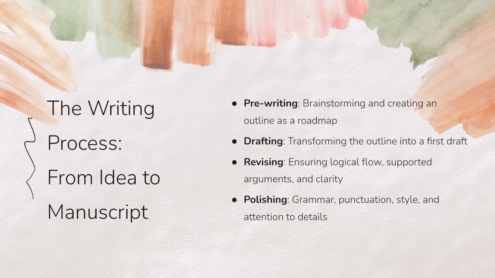Once you have some words on the page, go back and revise your draft. Make sure your arguments flow logically, your evidence supports your points, and your writing is clear and precise. This is the revising stage. Remember, the writing process isn't always linear. You might move between the drafting and revising stages multiple times. Finally, give your paper a polish. Check for grammar, punctuation, and style. Pay close attention to details because even small mistakes can distract from your message.